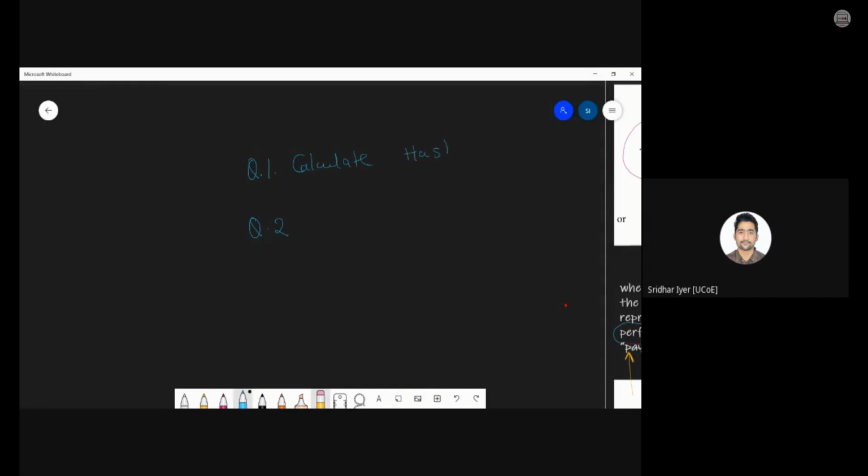Okay, now take a message. I'm giving you a message. Okay, this is the message I'm giving you. Calculate hash of "engineering is fun". And what you need to do is first of all generate an MD5 hash of this. Okay, then SHA1 hash of this.